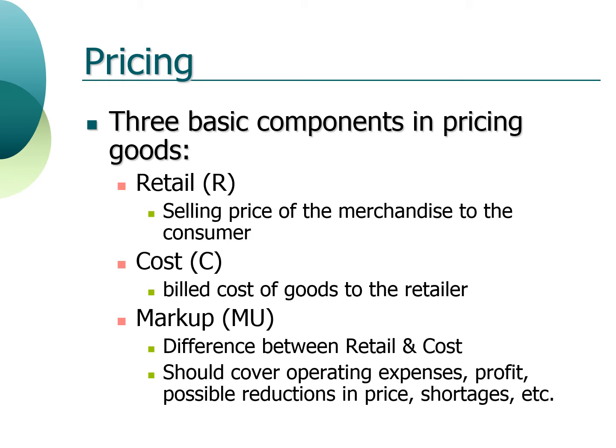When it comes to deciding on the prices of an item, there are 3 basic components that we have to think about. One is retail, another is cost, and the other is markup. Retail is the selling price of the merchandise to the consumer, so how much the consumer is supposed to pay for the merchandise. Cost is the billed cost of the merchandise to the retailer, so how much the retailer actually paid to the vendor to obtain this merchandise. And markup is the difference between the retail and the cost.